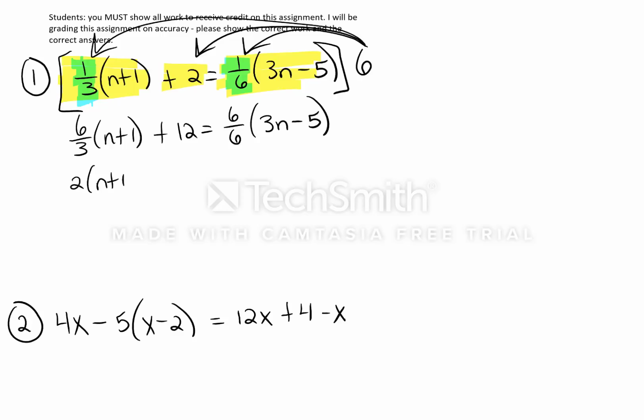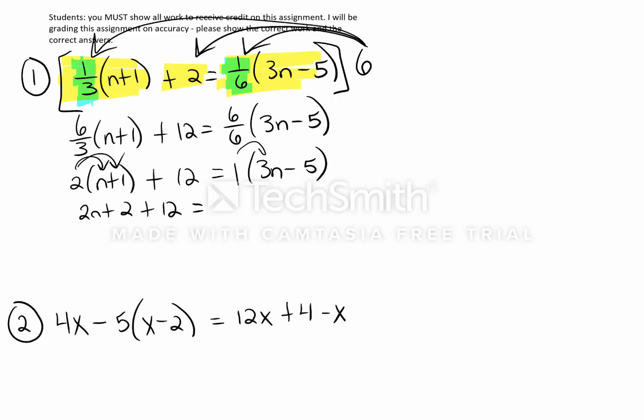Now let's simplify the fractions. So I get 6 divided by 3 is 2. n plus 1 hasn't changed. Plus 12 equals 6 divided by 6 is 1, and then 3 and minus 5 hasn't changed yet either. Now let's distribute. So 2n plus 2 plus 12 equals 3n minus 5.